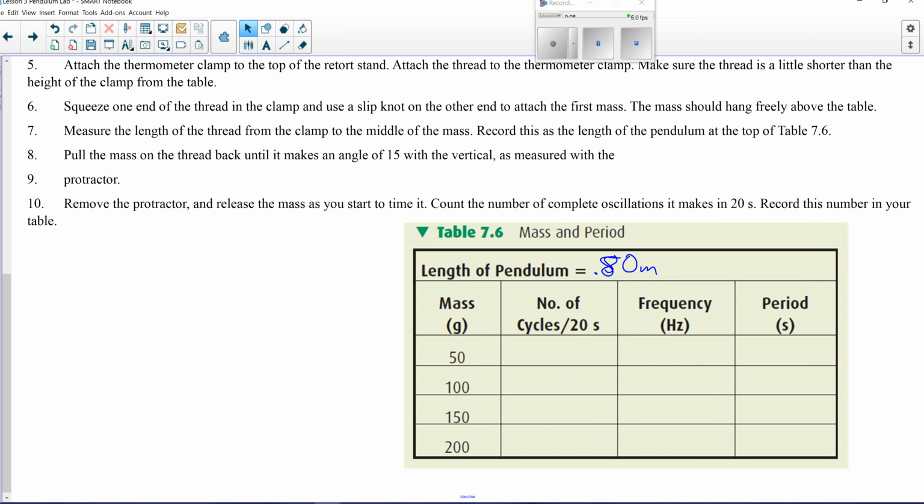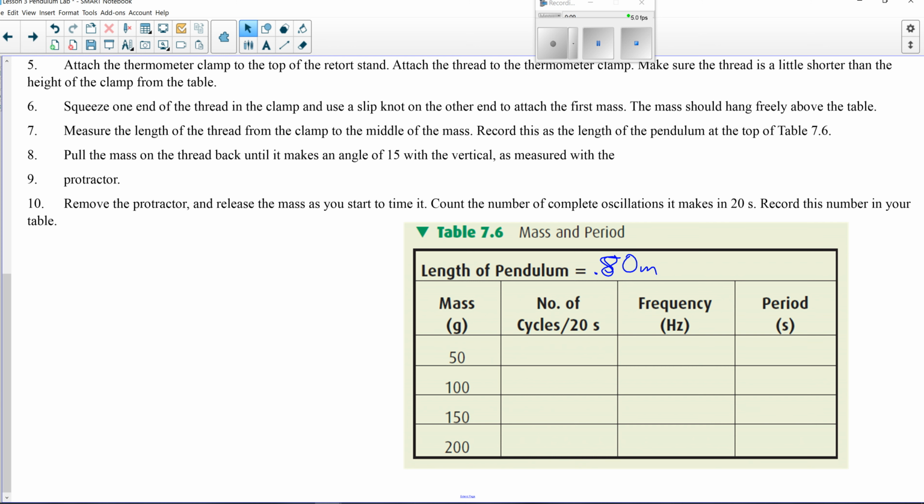We're going to have the length of the pendulum, 0.8 meters, and you are going to time or count the number of cycles in 20 seconds. So you're going to time 20 seconds, say go, and the person's going to go 1, 2, 3, etc., until they get to 4.5. Done. It was 4.5. And then you go with that.